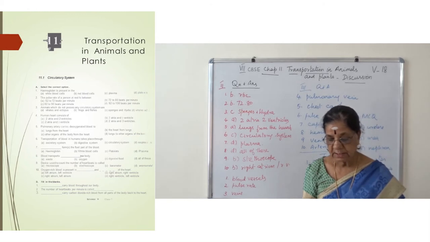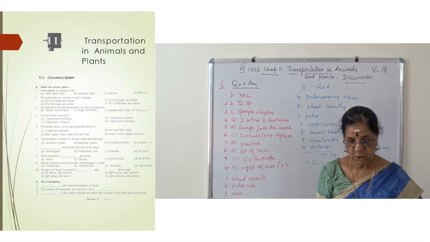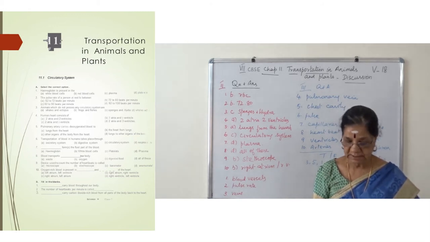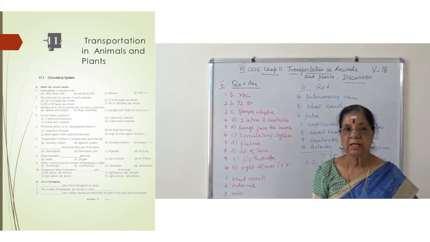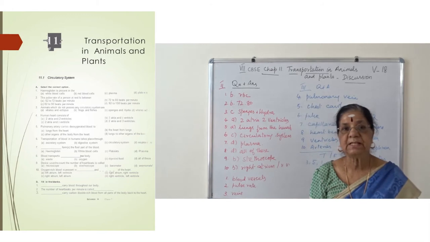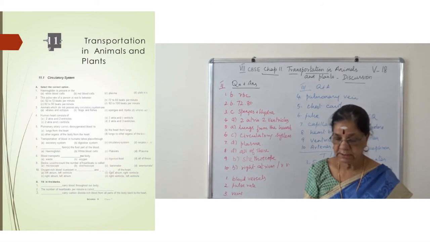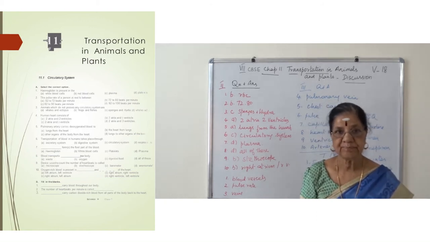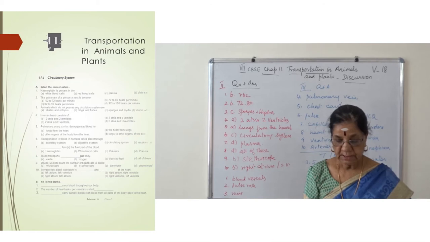Then the second one, the pulse rate of a person at rest is between 62 to 72, 72 to 80, 82 to 90 and 92 to 100 beats per minute. Which is the normal person at rest? Therefore, the answer should be 72 to 80 beats per minute. The second question, B option, 72 to 80 beats per minute. Okay.